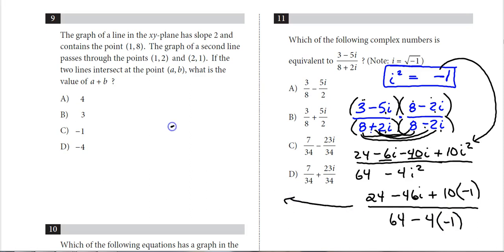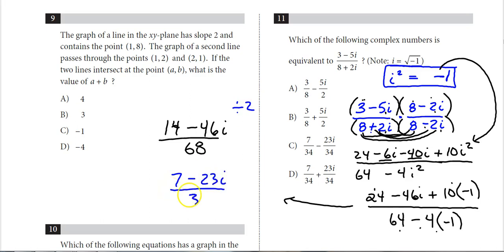I'll come over this way because we're running out of room. On the top, I have 24 plus a negative 10, so that comes out to be 14. So I'm going to have 14 minus 46i all over 64, take away a negative 4, that's 68. All right, so I look at my answers, and unfortunately I don't see any of them there. But I do realize that these are all even numbers. So if I divide everybody by 2, I'm going to get 7 minus 23i all over 34.